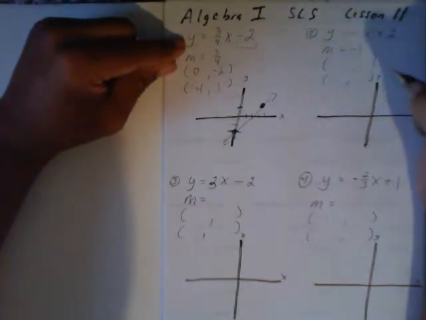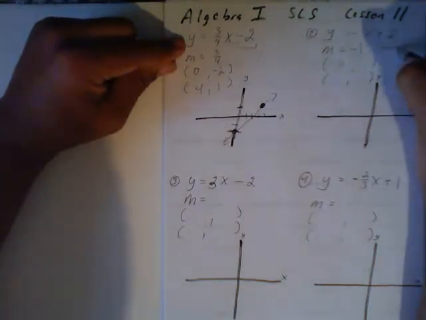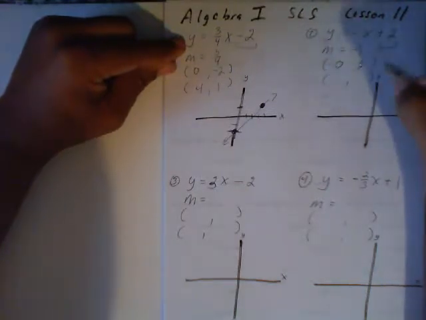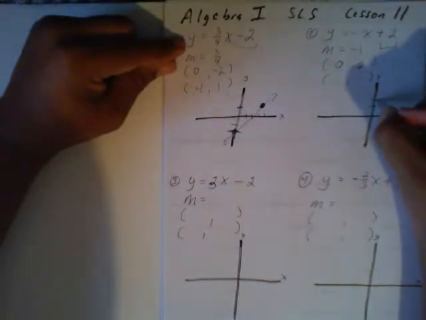Next, my slope here is the leading number in front of here. That'll be -1. My y-intercept will be x is 0 and my y would be 2. So 0, 2. So that's x is 0 and y is 2, which will be located right here.